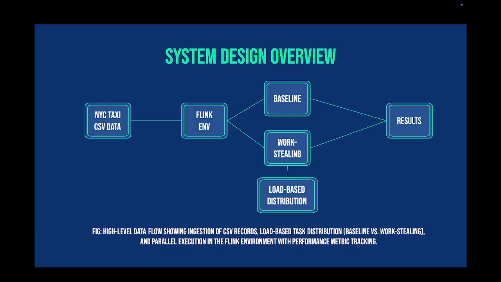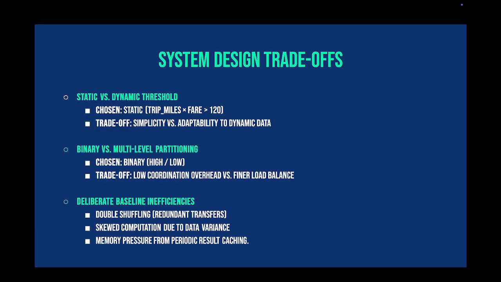Moving on to the system design trade-offs. So these are some of the key technical decisions that shaped how I built the system. Firstly, I used a static threshold over a dynamic threshold to identify the heavy tasks. This made the development easier and gave me consistent behavior during testing, and also reduced a lot of complexity in terms of real-time calibration, which would have happened with a dynamic threshold.